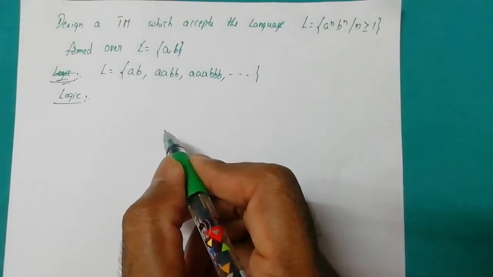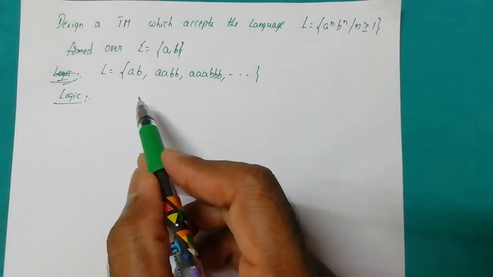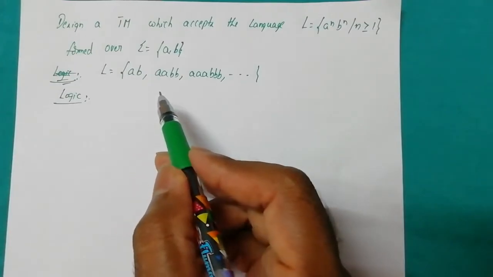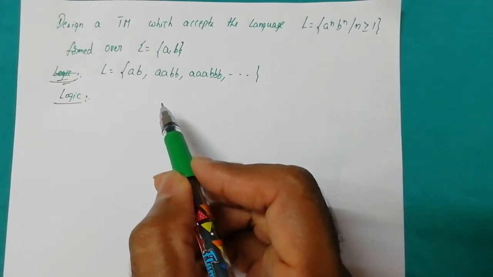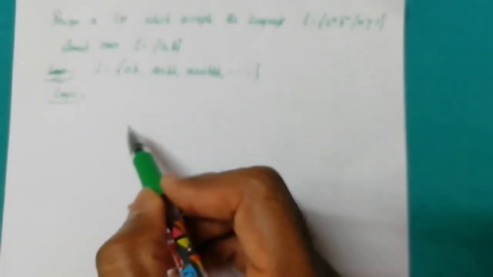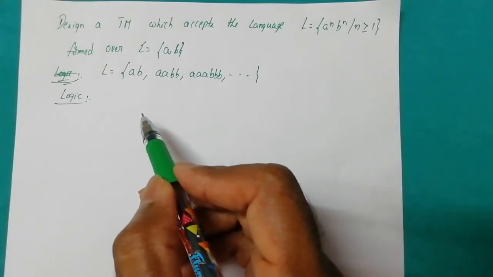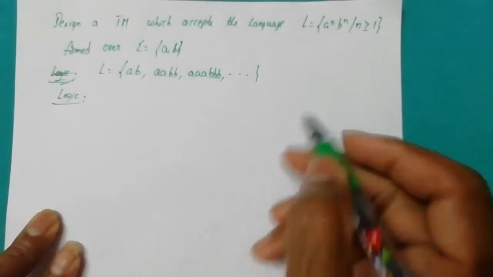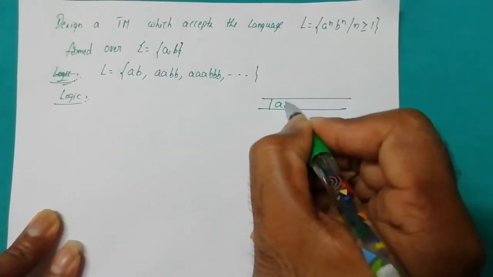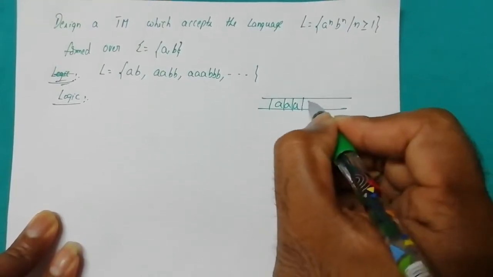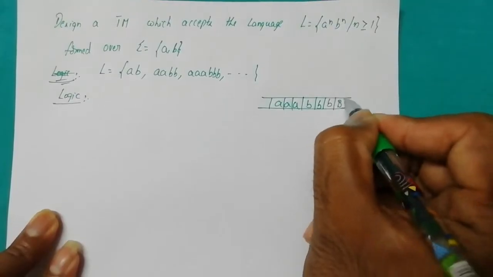The logic is that we check the correspondence, meaning that we check the first A and convert it into some new symbol, and again we go for the first B and we convert that B into some other new symbol, and we come back to the second A and we convert that into some previous symbol, like that. For example, let the given string in the input tape be A, A, B, B, and again these are blank symbols.